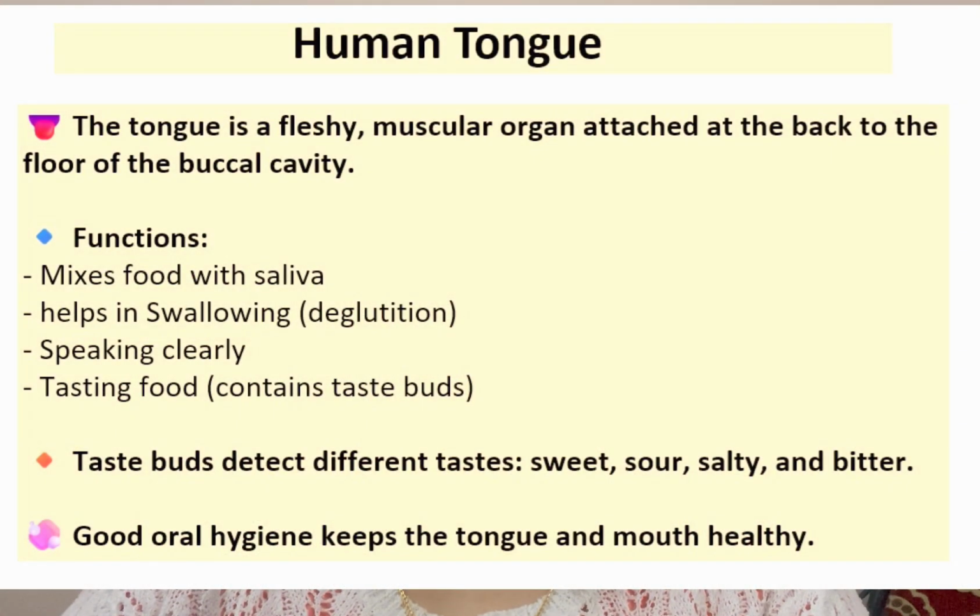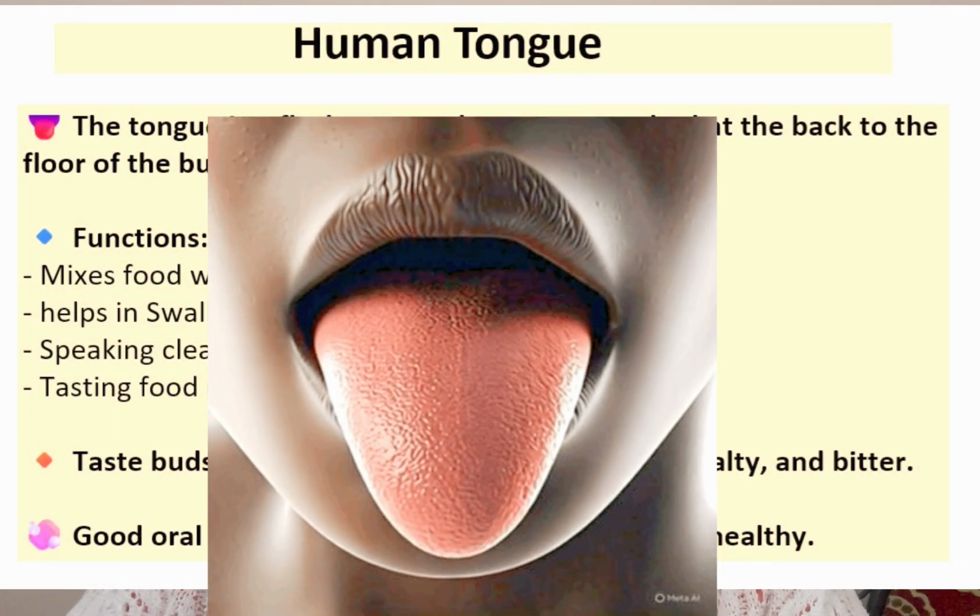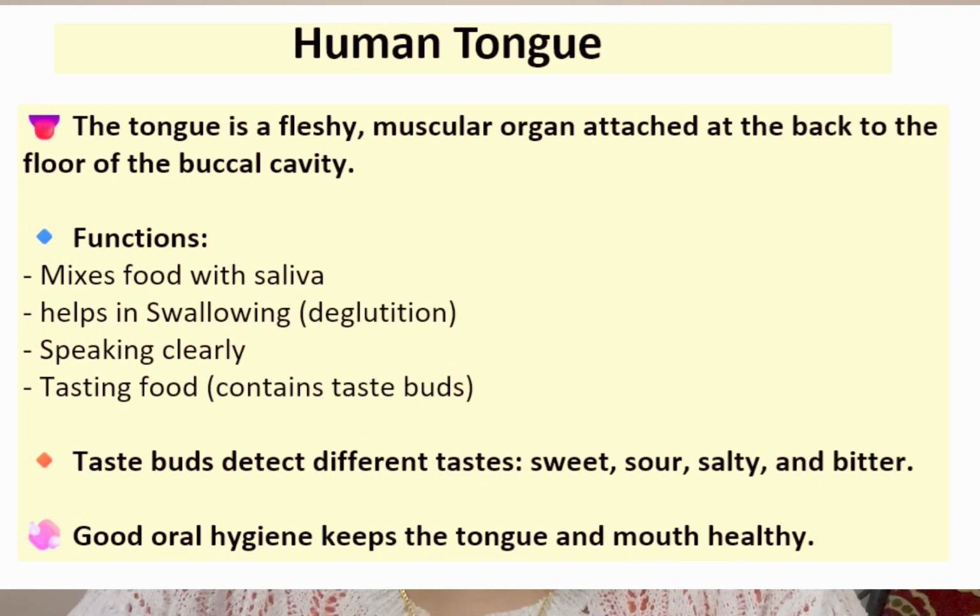Tongue and taste. The tongue is a soft, muscular organ attached to the back of the mouth. It helps mix food with saliva, assists in swallowing, speaking clearly, and tasting food through taste buds. Taste buds detect sweet, sour, salty, and bitter flavors. Good oral hygiene is important to keep the tongue and mouth healthy.